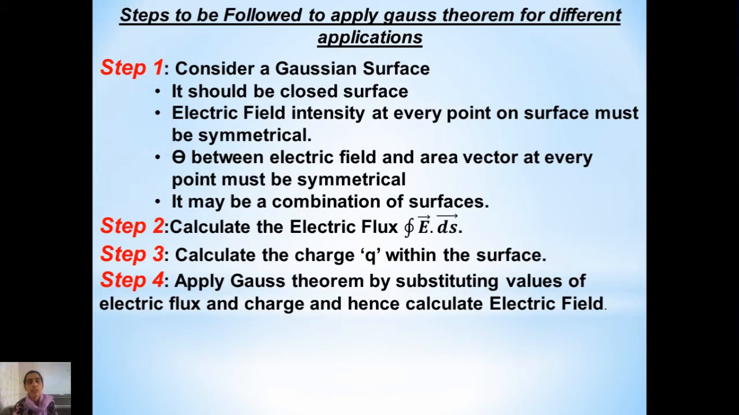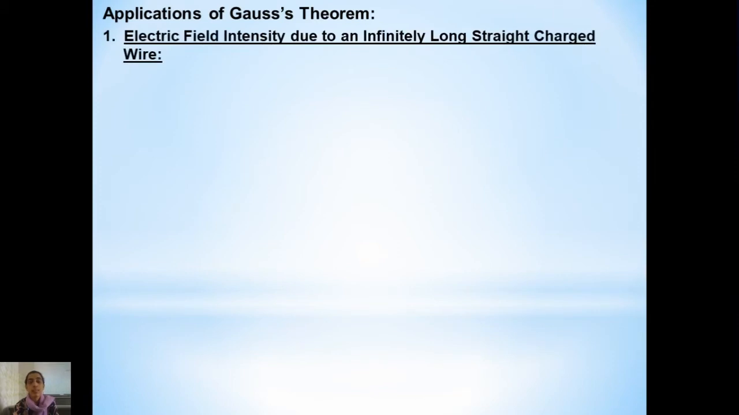Second step is considering the Gauss theorem, first we have to calculate the electric flux, that is nothing but the closed integral of vector E dot dS. And the third step is to calculate the total charge which is present inside the Gaussian surface, or which is enclosed within the Gaussian surface. After calculating the charge, the fourth step is to put all the values in the Gauss law and hence calculate the electric field, right?